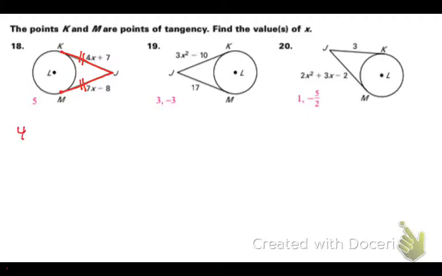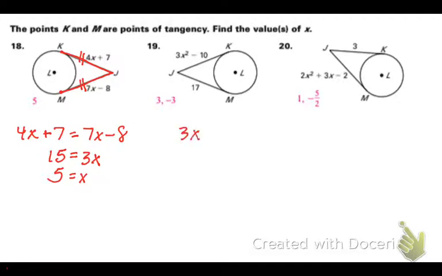So we set 4x plus 7 equal to 7x minus 8. We subtract 4x from both sides, which gets 3x, and add 8 to both sides. You get 15, and obviously x is equal to 5. Okay, easy peasy. So number 19, we have 3x squared minus 10 is equal to 17.